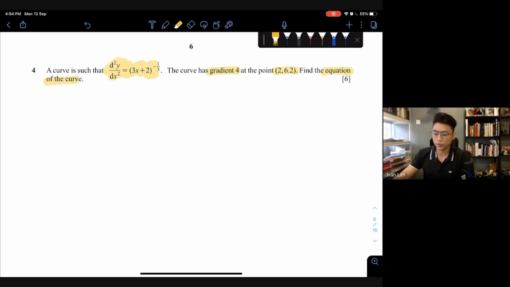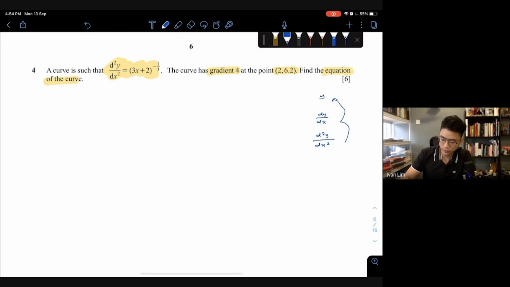Given to us d square y over dx square, we integrate it. Okay, so from d square y over dx square, we want to go up to dy over dx, then we want to find y. So we integrate twice. Given to us the gradient and the point also, why did they give us these? We have to question all these things, it is to find your C and find your D. So let's integrate it first.